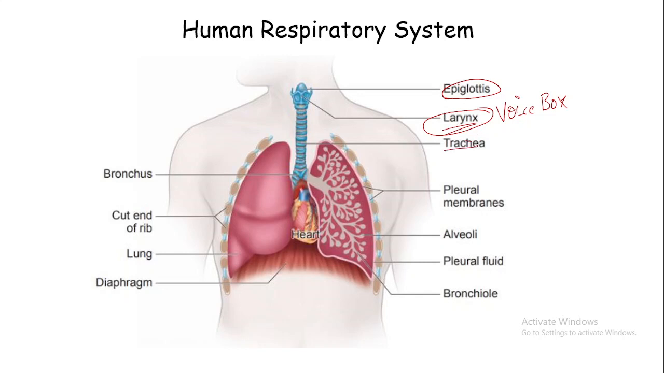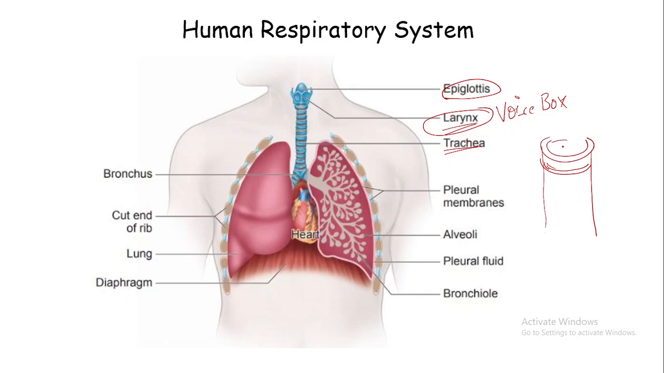Coming to the trachea. The trachea is a major structure of the respiratory system, just before the lungs. This is a tubular structure composed of incomplete, C-shaped cartilaginous rings, 12 in number, arranged one above the other.